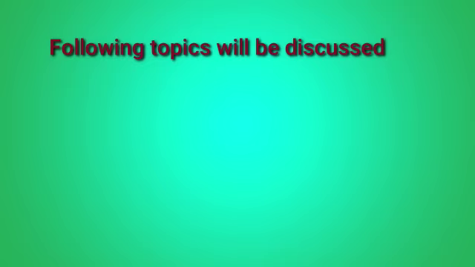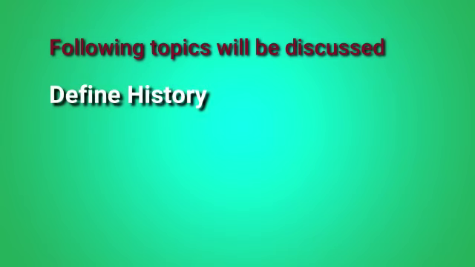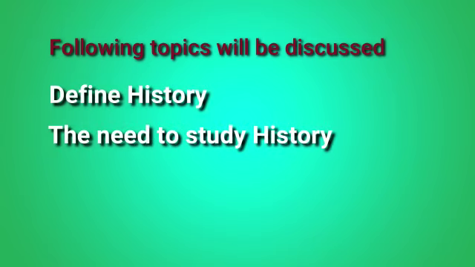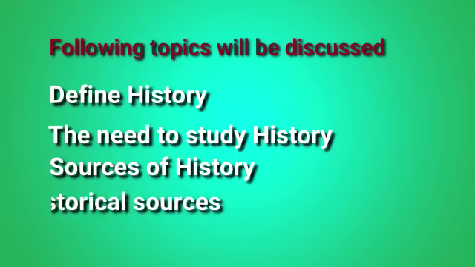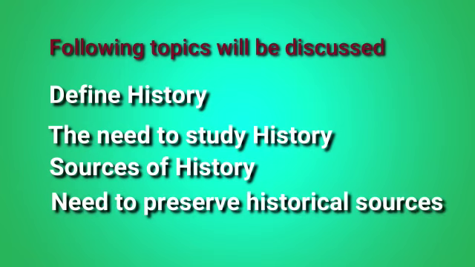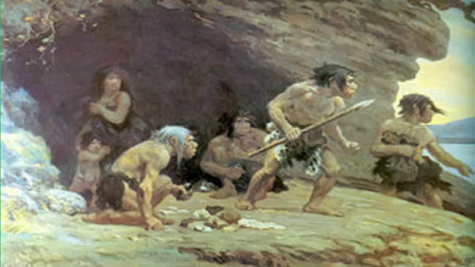In this chapter, we are going to discuss the following topics: define history, the need to study history, sources of history, and the need to preserve historical sources. Now, we will define history. History is the study of our past, a record of the events that happened long, long ago. It tells us about the life of the people during a particular period of time.